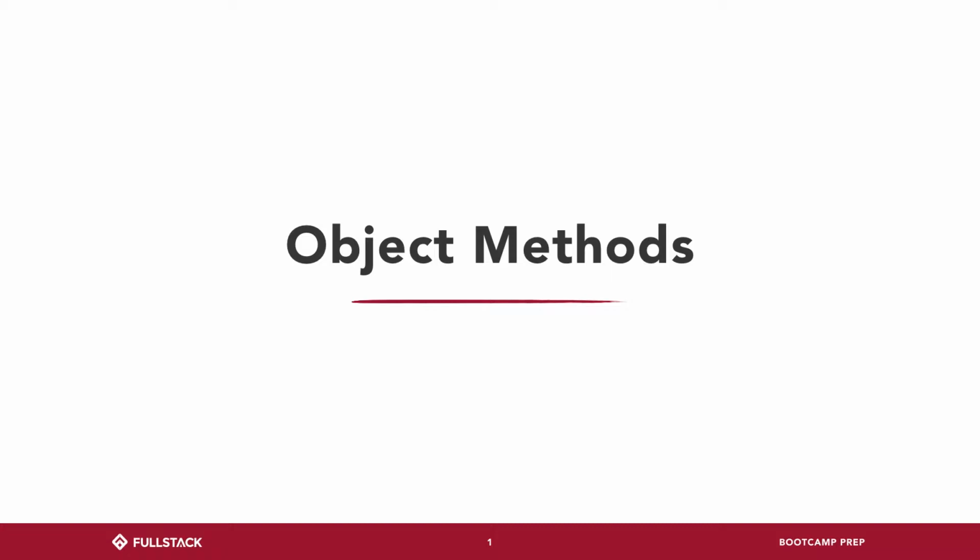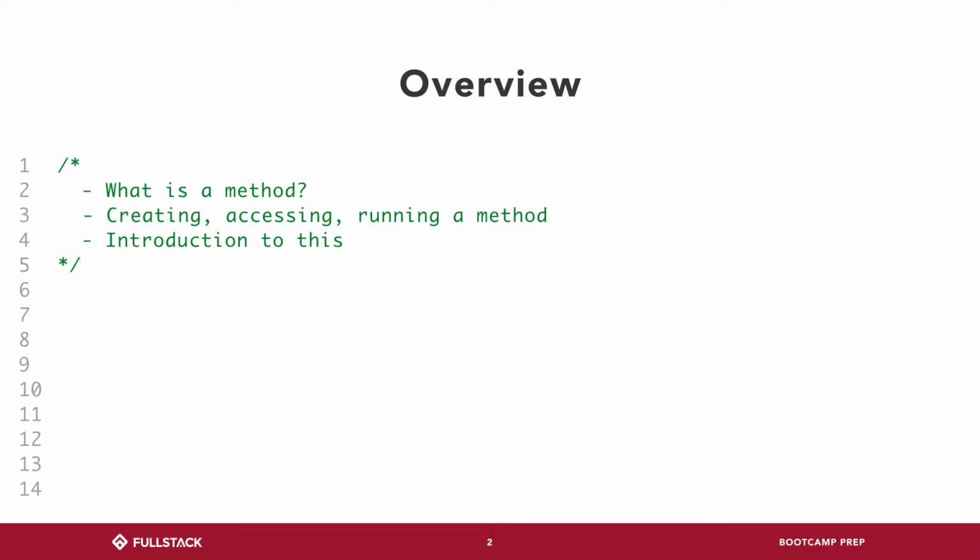Okay. So yesterday you talked about objects, or as I like to call them, object literals. Today we're going to talk about object methods. Specifically, we're going to talk about what a method is, how you create, access, and run methods. And we're going to give a very, very small introduction to a keyword called this that's going to factor heavily into the rest of your JavaScript education.